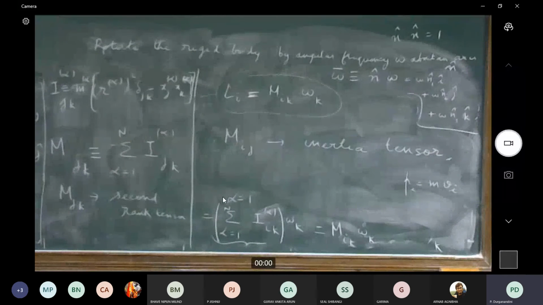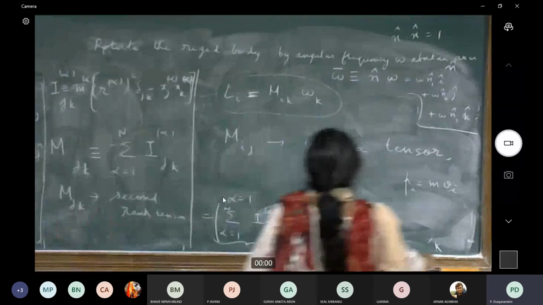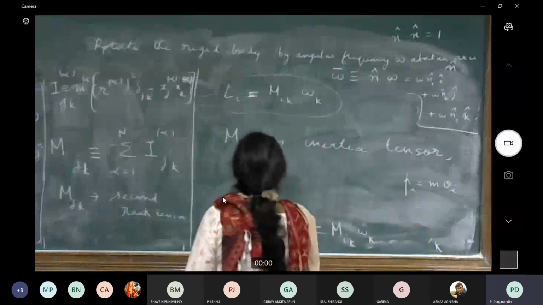Okay. Now you can also note one thing. Looking at the definition of the inertia tensor, some properties of the inertia tensor we can see.